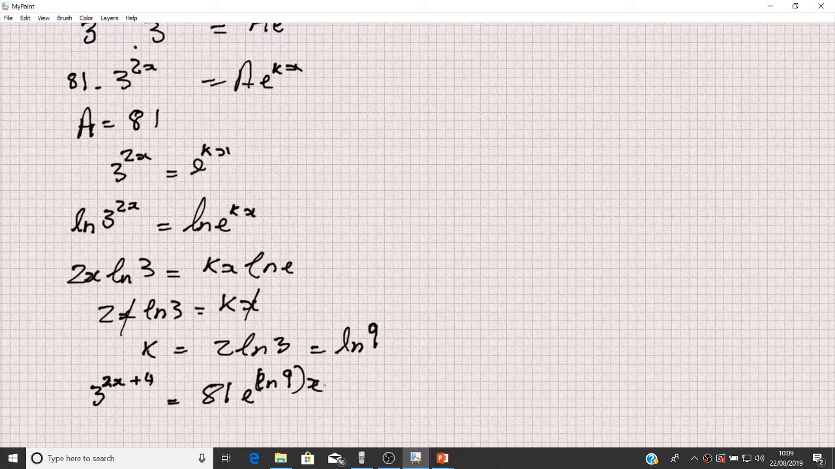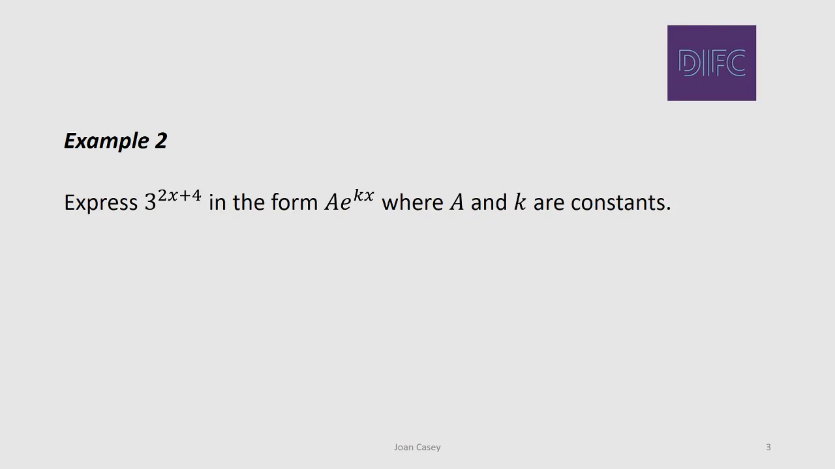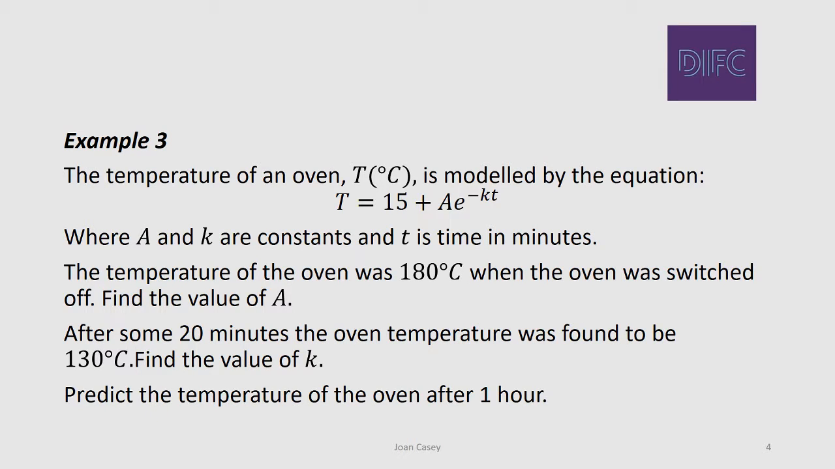And we'll just look at one final example for this video. The third example is example 3. The temperature of an oven, T in degrees C, is modeled by the equation T equals 15 plus Ae to the minus kt. A and k are constants and t is time in minutes. If the temperature of the oven was 180 degrees when the oven was switched off, find the value of A. After some 20 minutes, the oven temperature was found to be 130 degrees. Find the value of k. And then predict the temperature of the oven after 1 hour.